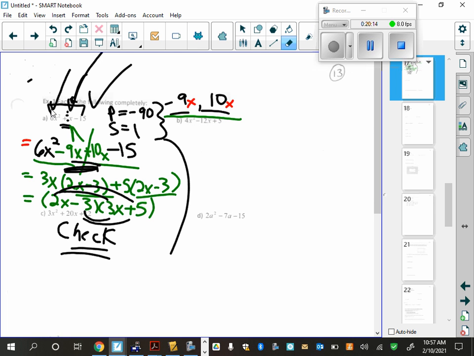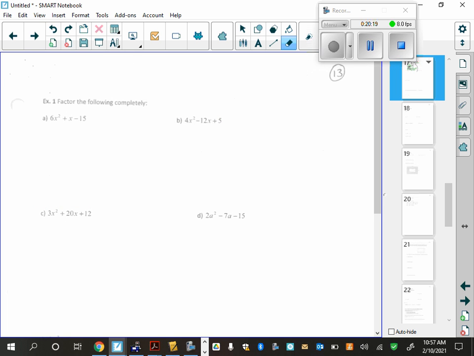Everyone got it down? Okay, let's do B, and some of you are already working on it. Good job. So B, don't just see 4x squared and think it's a decomp question. It might not be. Maybe you can take a 4 out of each term and then it becomes sum product. It might be a GCF sum product. So when you see 4x squared, don't just assume it's a decomp.